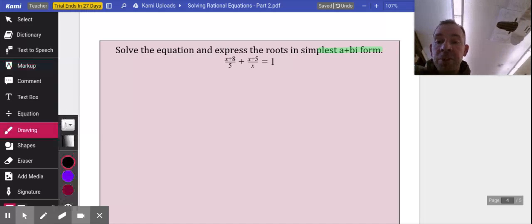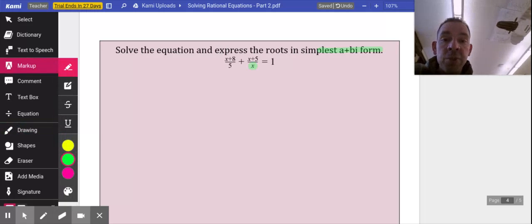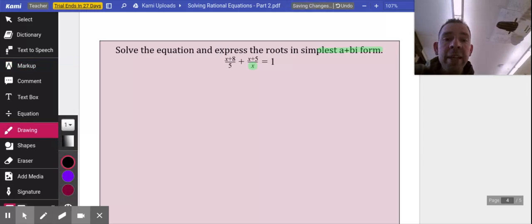Now, as far as constraints go, I'm just looking at this one denominator. And so I'm going to say x cannot be 0. And then what do you want to use for your LCD? I think I'm going to use the product of 5 and x. So I'll go 5x, and then we'll go ahead and distribute it.